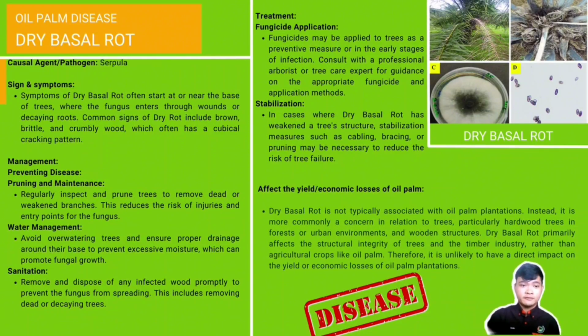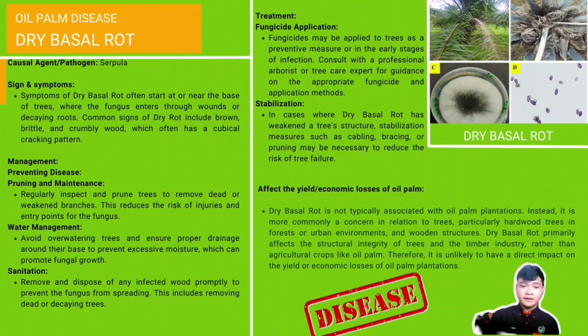The management for this disease: the first management, I will choose prevention, which is pruning and maintenance, water management, and sanitation. The second management is treatment, which is fungicide application and stabilization. For pruning and maintenance, regularly inspect the trees and remove the dead or weakened branches to reduce the risk of injury or entry points for the fungus. For water management, we avoid overwatering trees and ensure proper drainage around their base. For sanitation, we dispose of the infected wood properly to prevent the fungus from spreading.